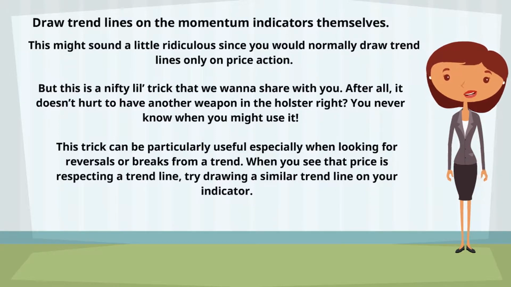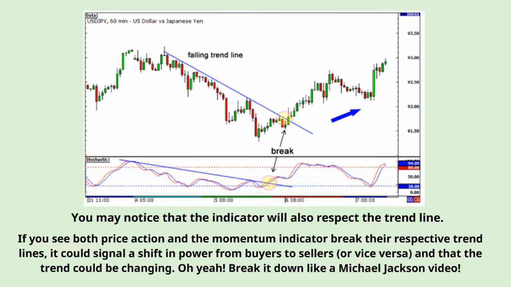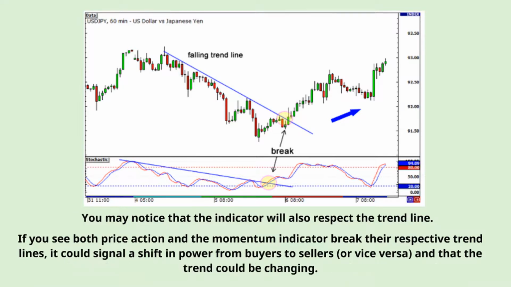When you see that price is respecting a trend line, try drawing a similar trend line on your indicator. You may notice that the indicator will also respect the trend line. If you see both price action and the momentum indicator break their respective trend lines, it could signal a shift in power from buyers to sellers, or vice versa, and that the trend could be changing. Oh yeah. Break it down like a Michael Jackson video.